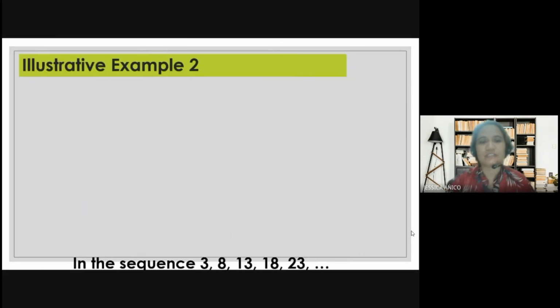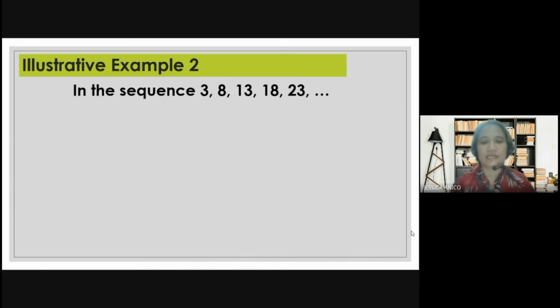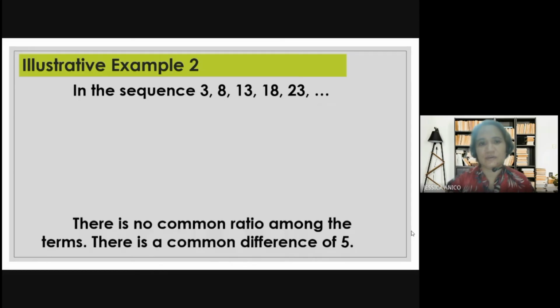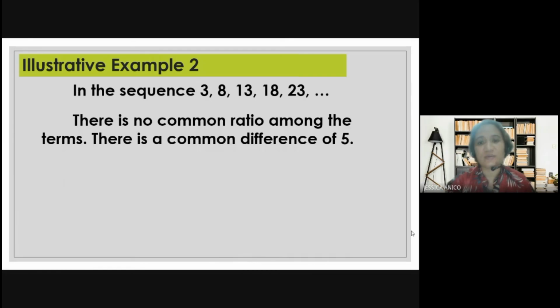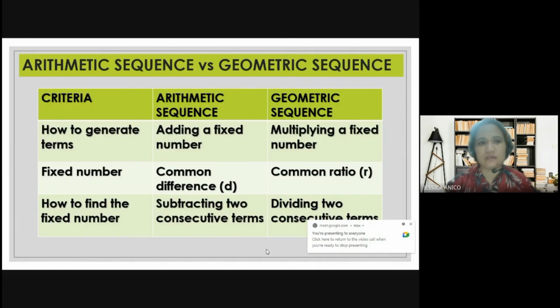For illustrative example 2, in the sequence 3, 8, 13, 18, and 23, we can say that there is no common ratio among the terms because it has a common difference of 5.